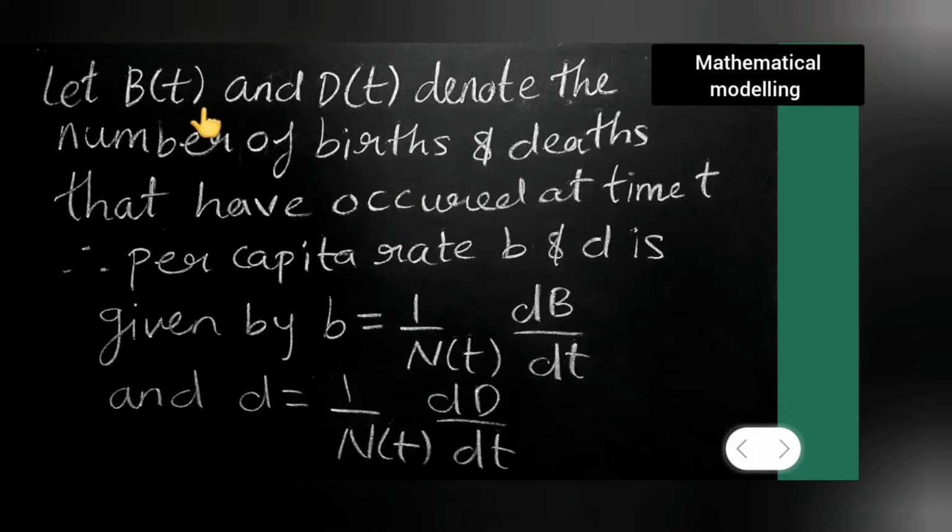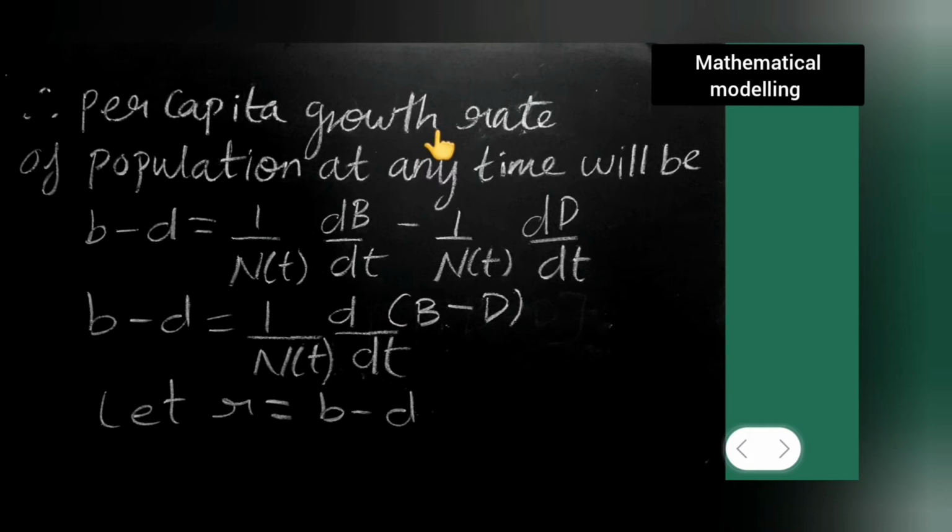So let B(t) and D(t) denote the number of births and deaths that have occurred at time t. Therefore, the per capita rates b and d are given by b equals 1 upon N(t) dB upon dt, and d equals 1 upon N(t) dD upon dt. So the per capita growth rate of population at any time will be b minus d.